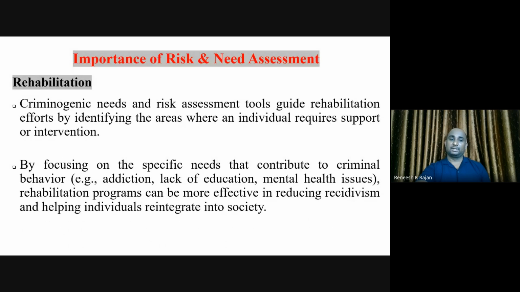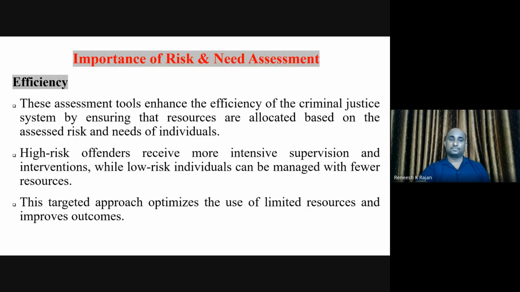Of course, rehabilitation. Criminogenic needs assessment tools guide rehabilitation efforts by identifying the areas where an individual requires support or intervention, by focusing on the specific needs that contribute to criminal behavior: addiction, lack of education, mental health issues. So rehabilitation programs can be more effective in reducing recidivism and helping individuals reintegrate into society.